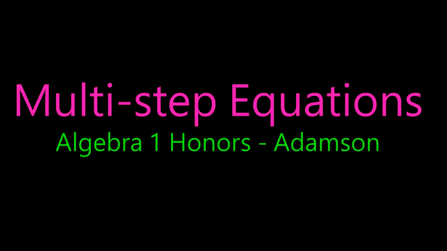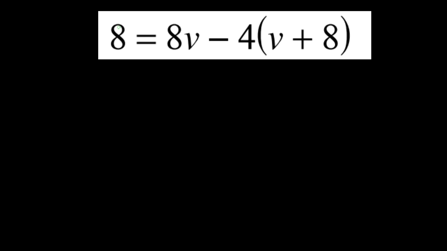So let's give this a try. We're going to look at this equation together. The equation says 8 equals 8v minus 4 times v plus 8. What you're going to notice that is a little different about this equation is that it's hard to build an onion here because we have a v in more than one place. There's a v right here, and there's a v right here.